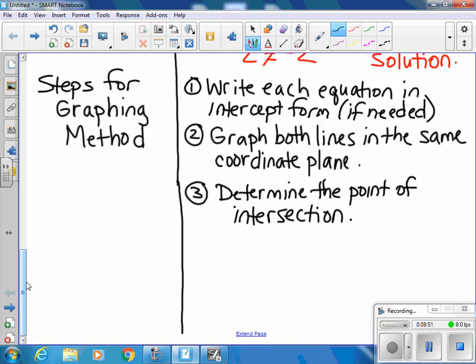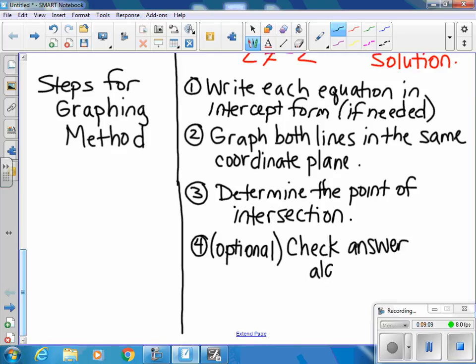After you determine that point of intersection, step 4 is optional. Some of you will want to do it, and others of you will not. But if you have that ordered pair and you have the original equations, you can check your answer algebraically. What that means is that you check your answer just like we did above. You plug it in, and it has to work in both equations, or that is not a valid answer.